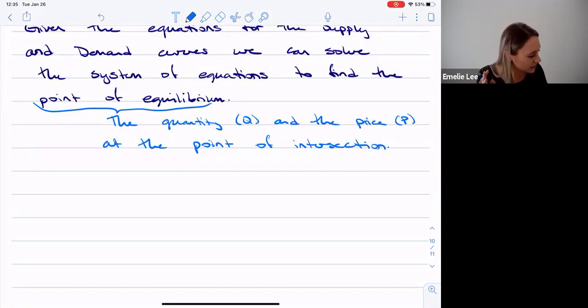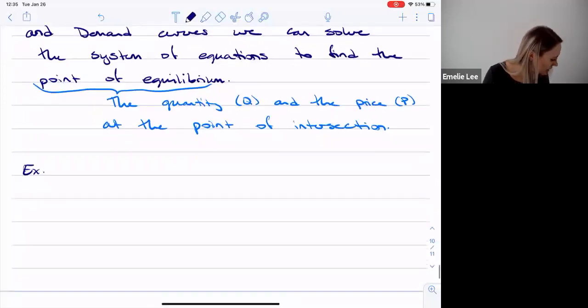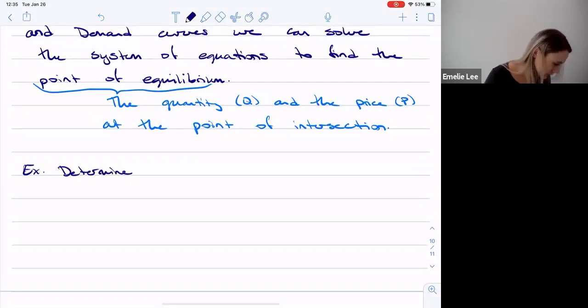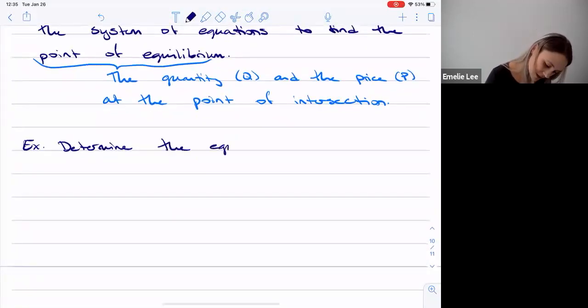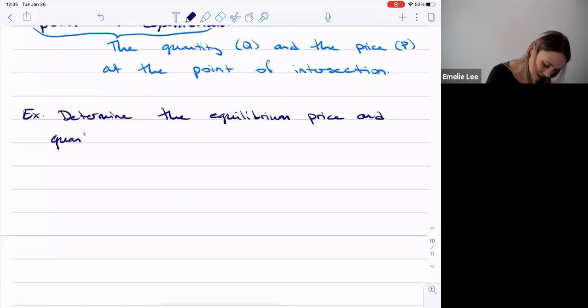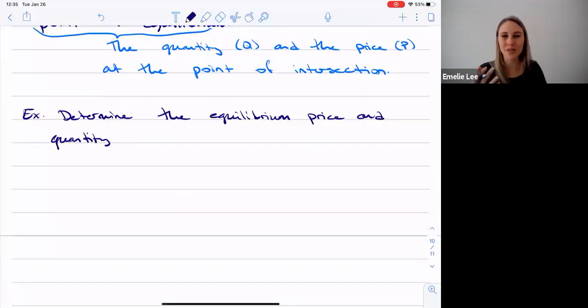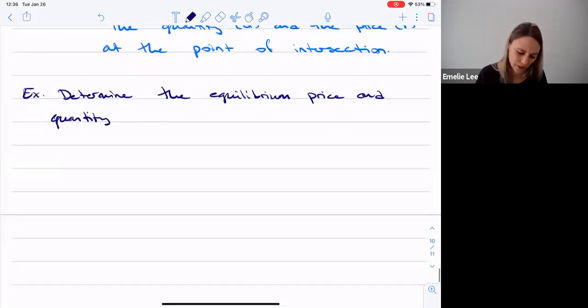Okay. And so let's see here. Where is an example I can nab? So for example, determine the equilibrium price and quantity. Sometimes it'll only ask for one of these, right? And just like when you were solving systems of equations, it'll just ask you what's the x or what's the y. Usually it's just easiest to solve for everything and then extract the answer that you need, right? In this case, we want the price and the quantity, just to show you what this thing looks like.